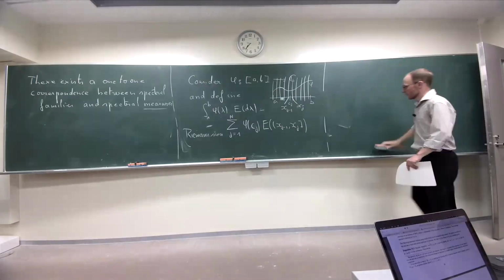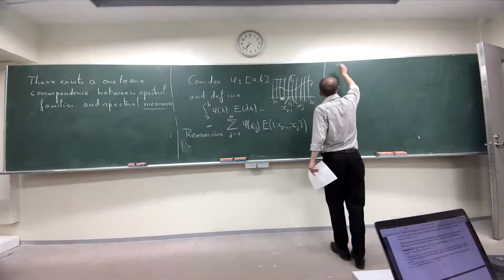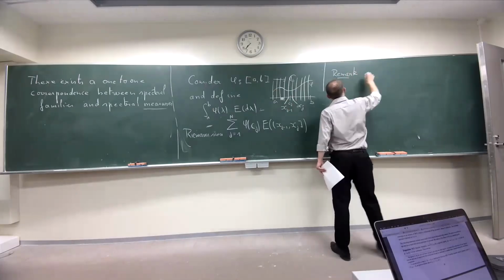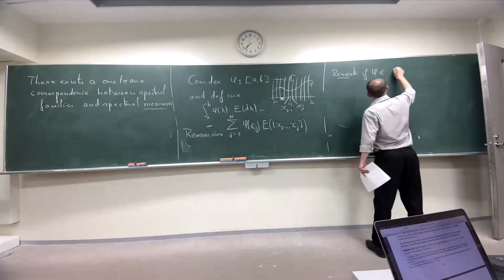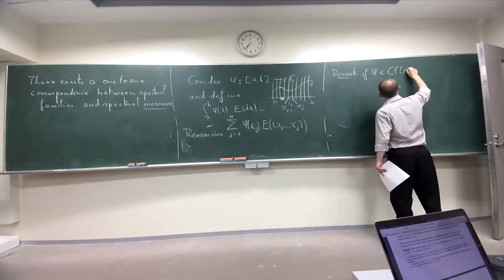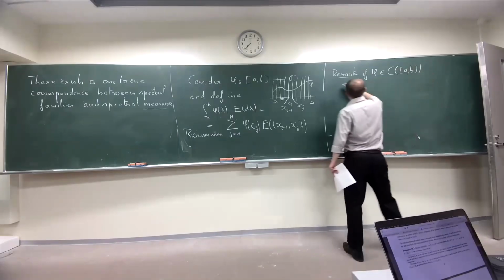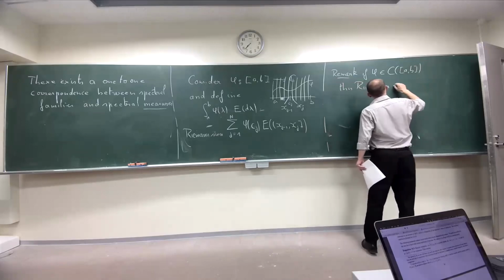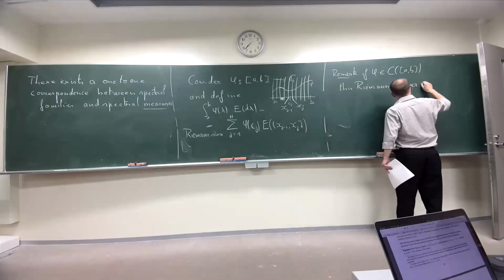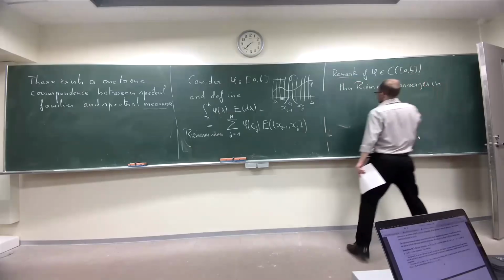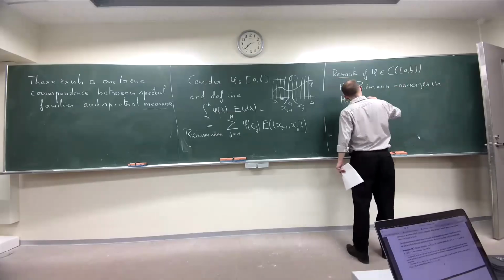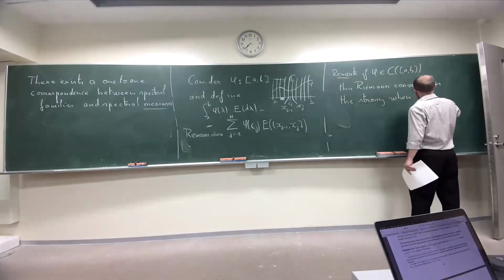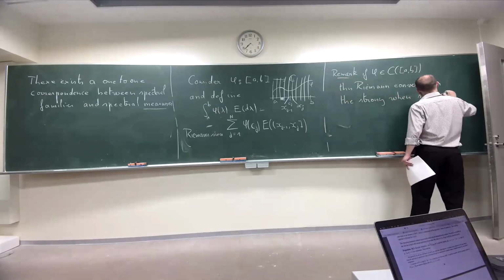So it's a lemma, but I just write it as a remark. If phi is continuous on AB, this Riemann sum converges in the strong sense when smaller intervals are considered.